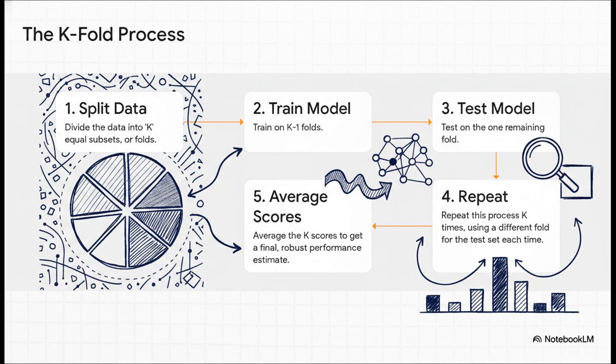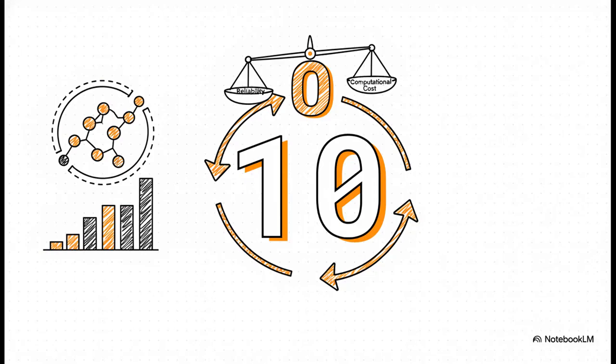So the obvious question is, what number should you pick for K? And while it can vary, the most common and honestly empirically proven choice is 10. It's just been shown again and again to provide this great balance between getting a really reliable estimate and not being too crazy computationally. It's the go-to standard for a very good reason.